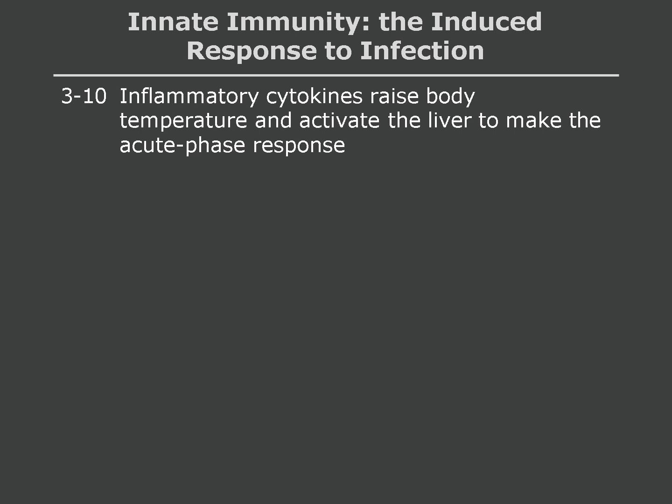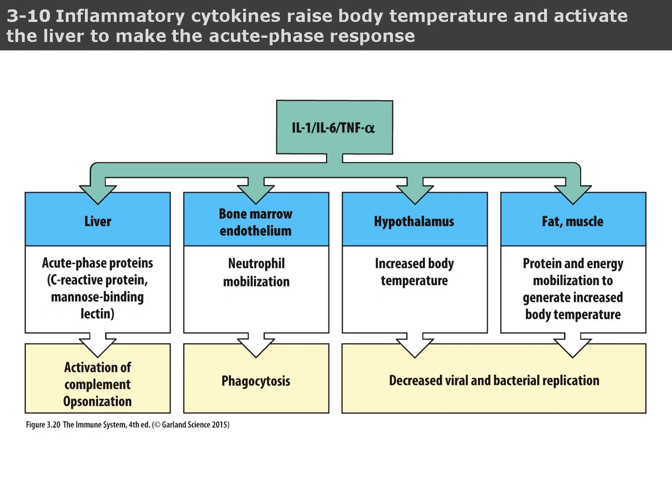Inflammatory cytokines raise body temperature and activate the liver to make the acute phase response. This diagram illustrates the systemic effects of inflammatory cytokines, specifically interleukin-1 (IL-1), interleukin-6 (IL-6), and tumor necrosis factor alpha (TNF-alpha), as they coordinate the body's acute phase response to infection. These cytokines act on several organs and tissues to produce a comprehensive immune reaction.